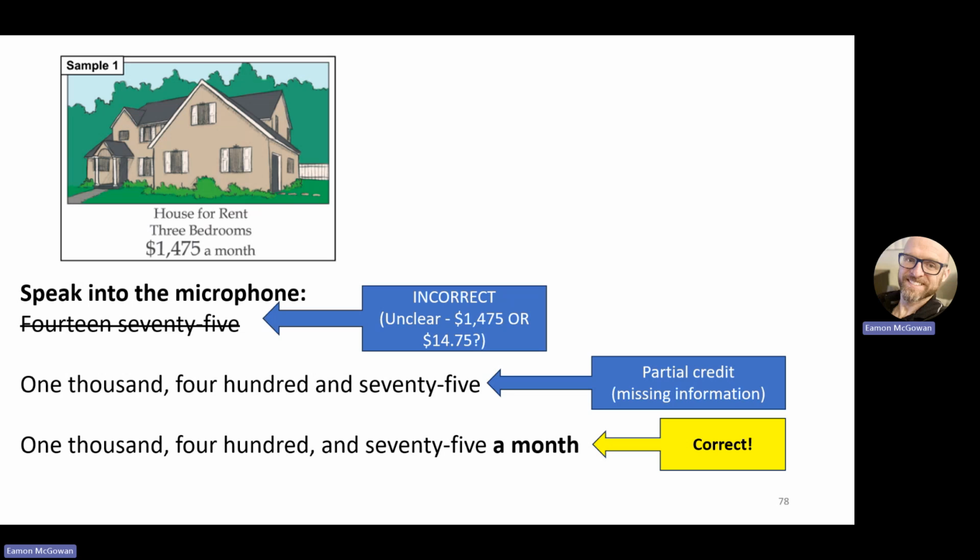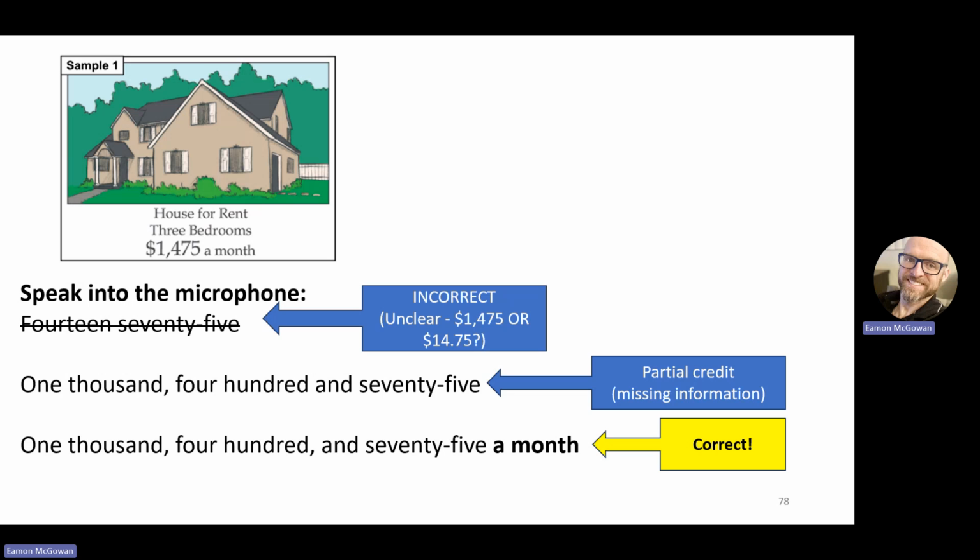Ask students to give answers. Show them some incorrect, partial credit, and correct answers, and discuss why they're incorrect or why we're only getting partial credit and why that last one is correct.